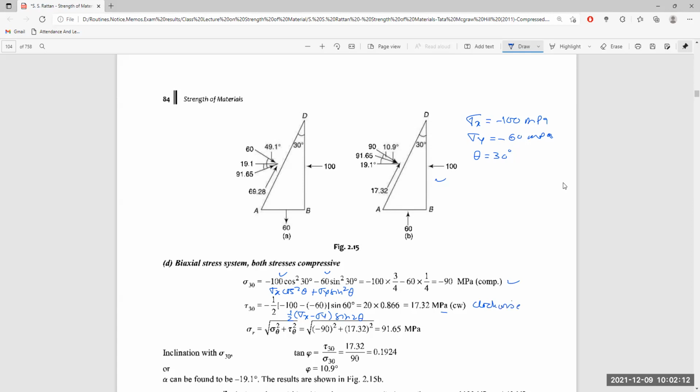The resultant stress is sigma r equals the square root of sigma theta squared plus tau theta squared. Put the value of sigma theta as minus 90 MPa and tau theta as plus 17.32. Both are squared and all together under the square root. So this becomes 91.65 MPa. The inclination: tan phi equals tau theta by sigma theta, 17.32 divided by 90, which is 0.1924, so phi is equal to 10.99 degrees, or can be found to be 19.1 degrees.